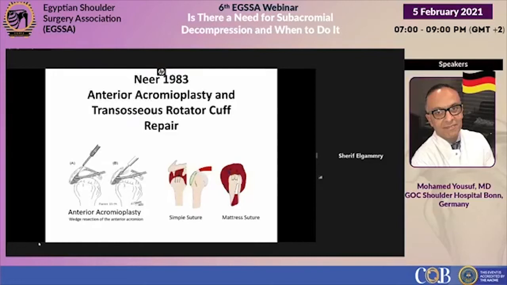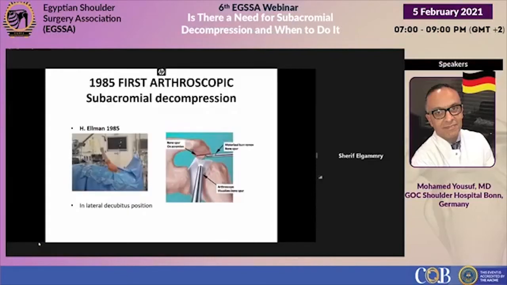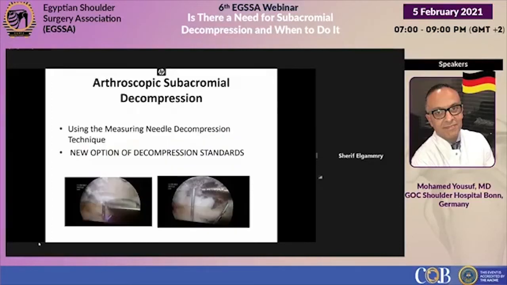The anterior acromioplasty procedure for treatment of outlet impingement rotator cuff tear was described by Neer in 1983, and the repair of the tendons was done using either simple or Mason-Allen transosseous sutures. Later, the anterior acromioplasty was done arthroscopically. A modification was done by a measuring needle technique to measure the subacromial space and monitor the decompression using surgical standards and calculated decompression targets.